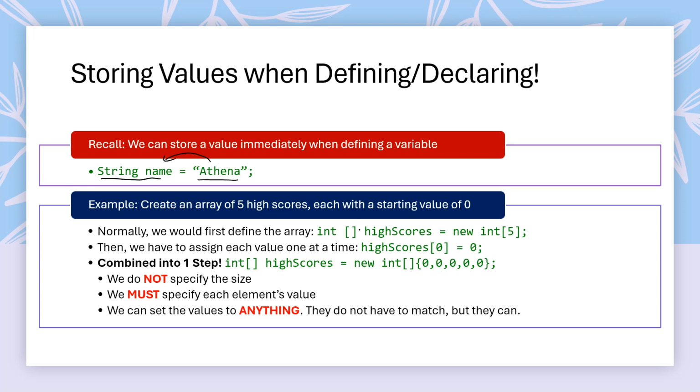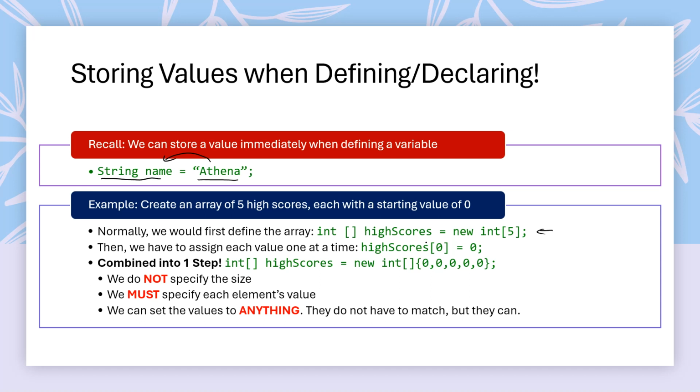So as I said, normally we would just say, let's say, for example, I was creating an array of 5 high scores. Normally we would define that array like this. We would say, okay, int square bracket high scores equals new int 5, because I have 5 elements. And then I'd have to go through one at a time. Let's say I want to set them all to a value of 0 because the game hasn't been played yet.